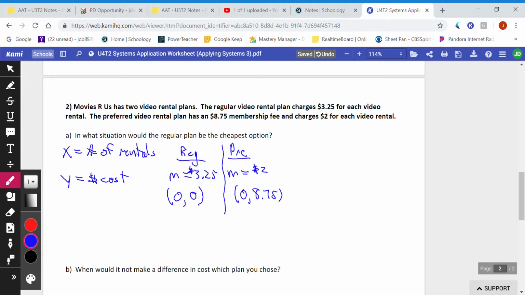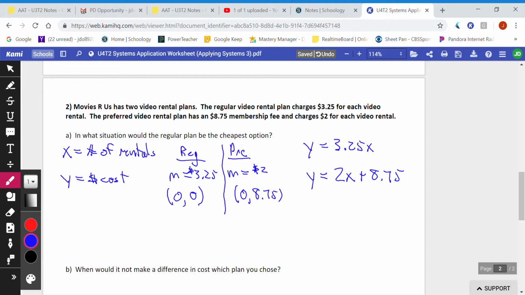So now that I've arranged these, I know I want slope-intercept form because of the independent-dependent relationship. My regular equation is just going to be my cost is equal to $3.25 times the number of rentals, X. But for my preferred plan, it's going to be Y equals 2X plus that $8.75. All right, now at this point, the rest of this problem is pretty much the same.